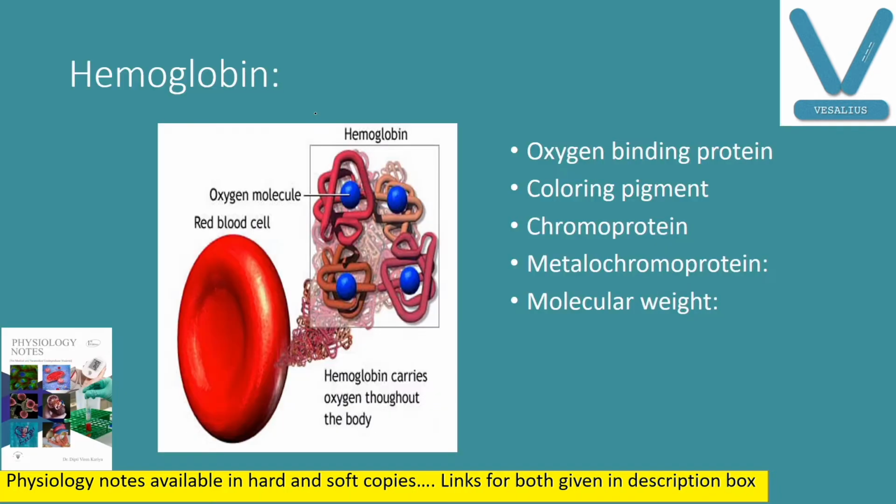Now, let us start with today's topic, that is hemoglobin. We all know that RBCs contain hemoglobin. Hemoglobin is an oxygen binding protein present in our red blood cells. It is also known as a coloring pigment, and another name is chromoprotein. Chromo means coloring protein, or metallochromoprotein. Why metallochromoprotein? Because here the metal is iron.